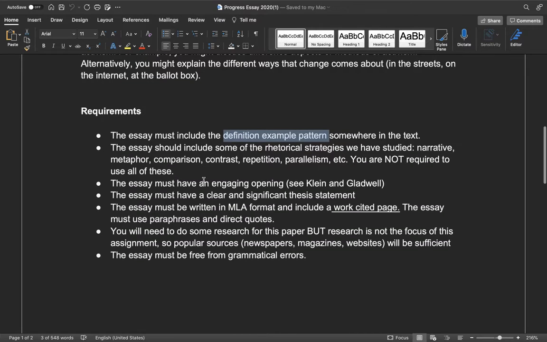The essay must have an interesting opening. This week we'll be focusing on introductions. Take a look back at Naomi Klein's definition example pattern opening and Malcolm Gladwell's anecdote or narrative opening. The essay should have a clear thesis. Again, there'll be information on Blackboard to help guide you through this. It must be written in MLA format.